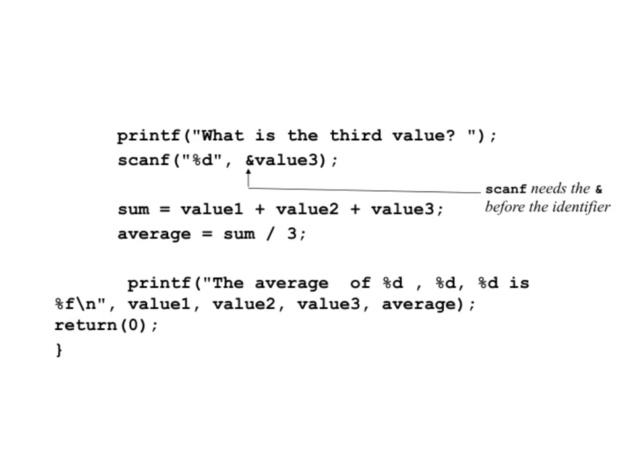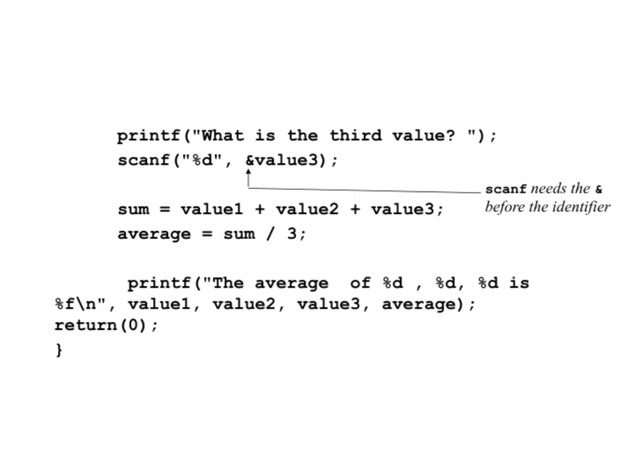Let's take a closer look at how we're inputting data with scanf. It's important to remember that scanf needs the ampersand symbol before the variable name. This tells the program where to store the input data in memory. Without the ampersand, the program won't know where to put the value, which can lead to errors.